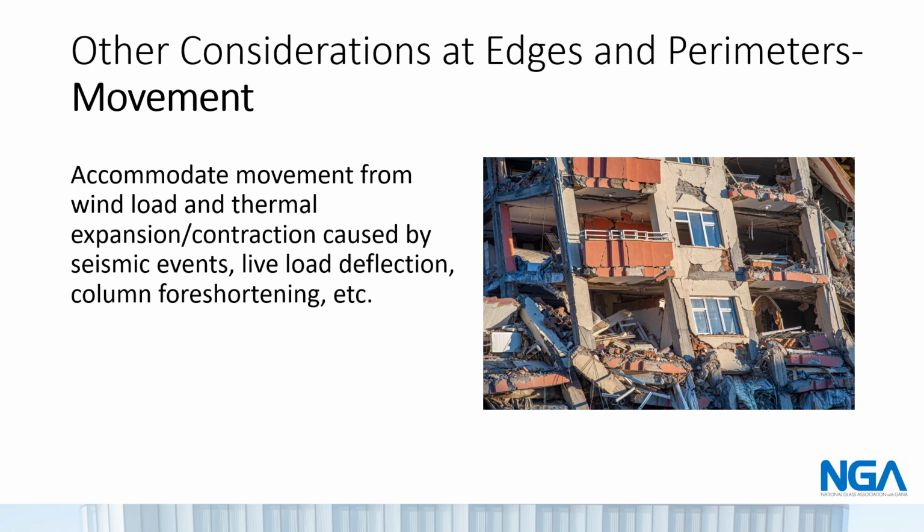First, accommodate movement of glazing member deflections from wind load and thermal expansion or contraction caused by seismic events, live load deflection, column foreshortening, etc., which often occur at the perimeter joints. The joint at the head of the glazing system typically experiences the most movement from live load deflection and thermal expansion or contraction of the glazing system, but jamb and sill joints will be impacted as well.